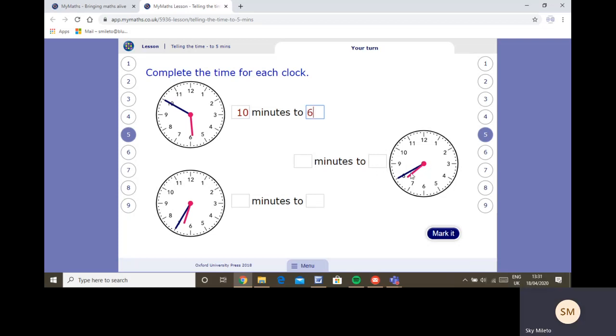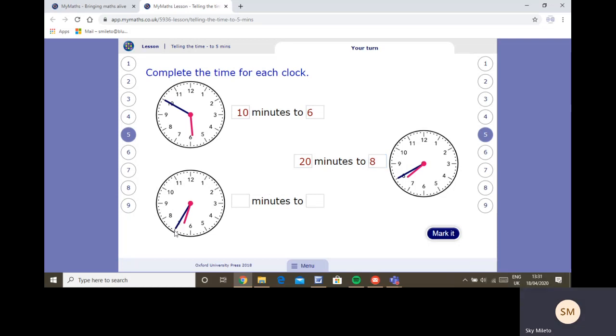This one, I can see the minute hand's on the 8. So I can count 5, 10, 15, 20. I know it's 20 minutes until it will be, you can see the hour hand here is nearly on the 8. It's not yet. So in 20 minutes time, it will be 8 o'clock. So it's 20 minutes to 8.